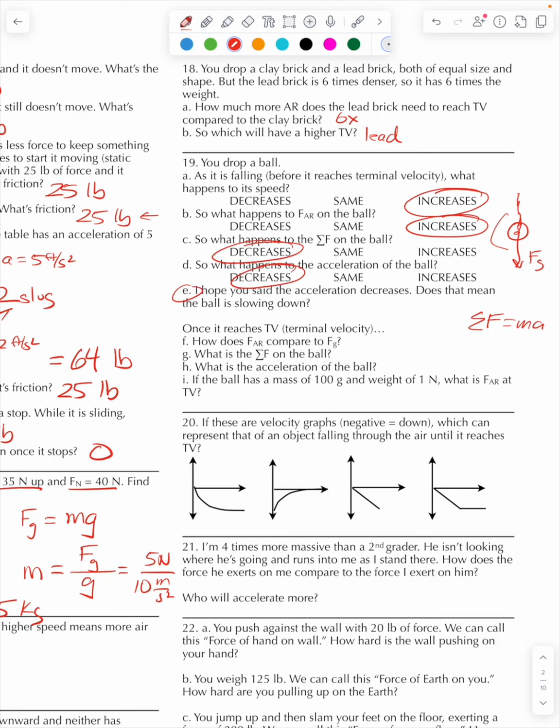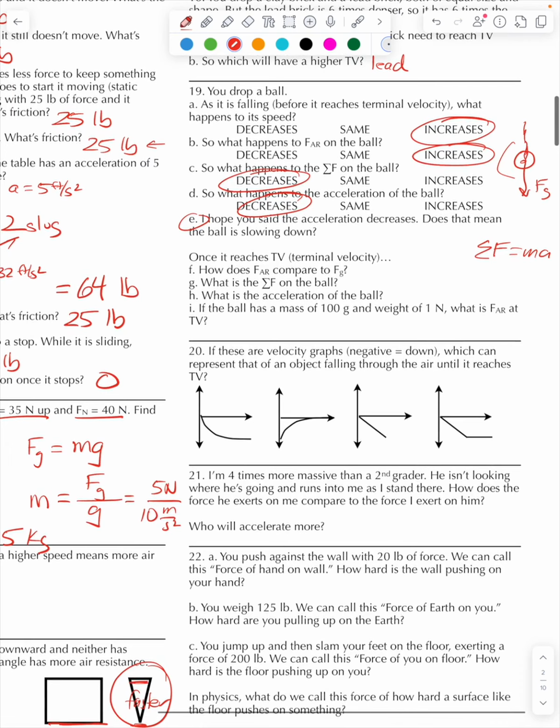And then this is what I said earlier. That does not mean that it's getting slower. It just means it's going to pick up speed less quickly. It is still accelerating and increasing speed, but it's just not accelerating at such a great rate as it was earlier. Okay, jumping to terminal velocity, how does the air resistance force compare to the weight at terminal velocity?